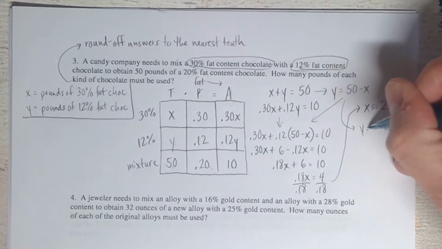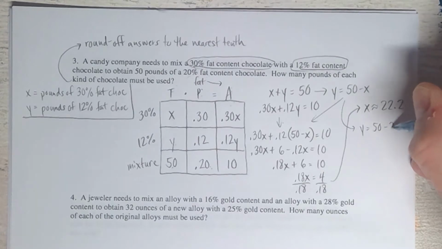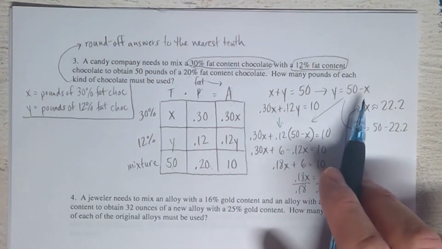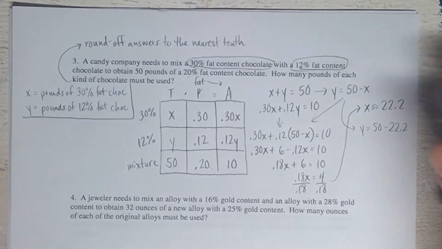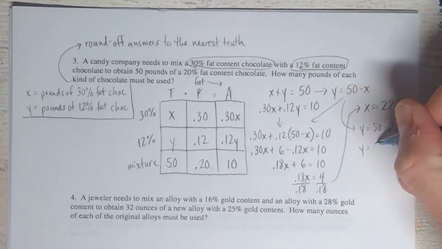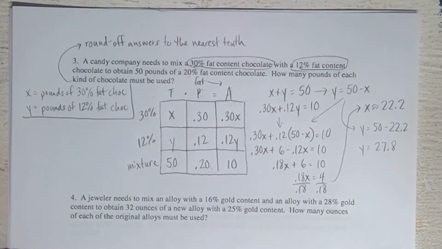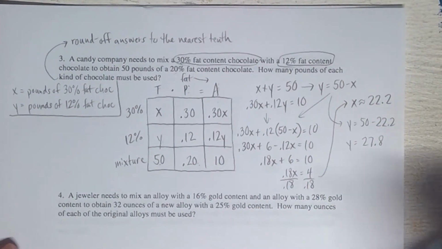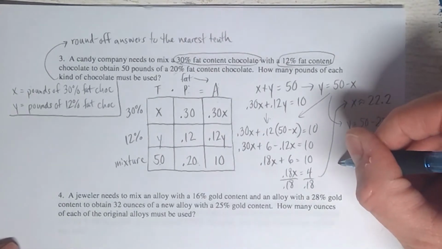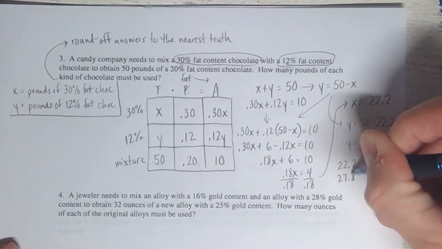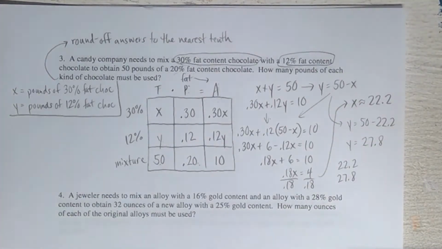Then we figure out the other variable like always. Plug that in to this equation up here. 50 minus 22.2 right here. And put that in your calculator and you get 27.8. And as always, just like in the first two problems, you take those two answers, 22.2, 27.8. First of all, tell me how they're measured. Okay.